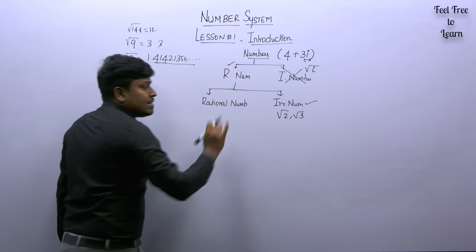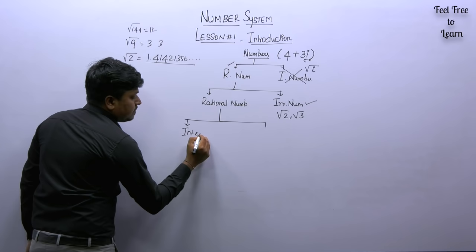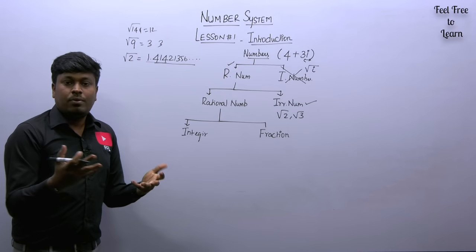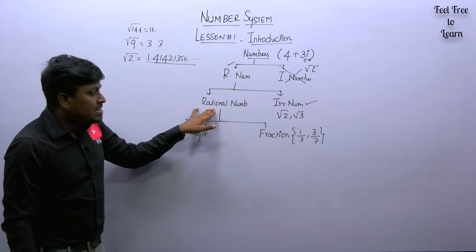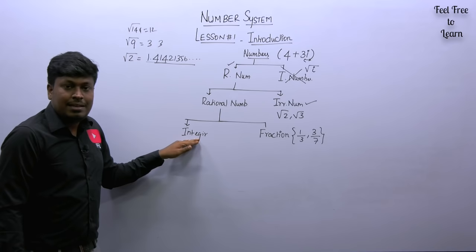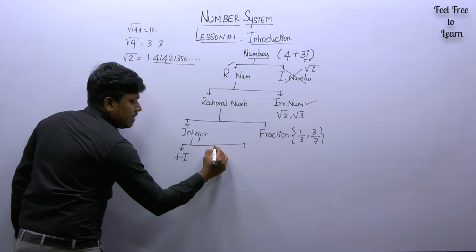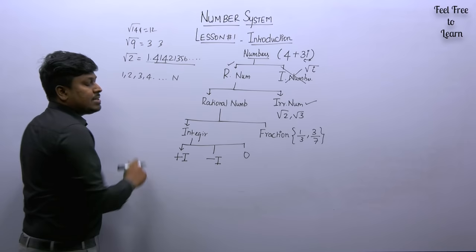Next, rational numbers are separated into two parts: one is the integer and the second is the fraction. What is an integer? An integer is a normal number, for example 1, 2, 3, 4. This is called an integer. Fractions are easy too, for example 1 by 3, 3 by 7, just fraction numbers. So rational numbers are separated into two categories: integers and fractions. Integers are separated into positive integers, negative integers, and the number 0. Positive integers are nothing but 1, 2, 3, 4 till n.